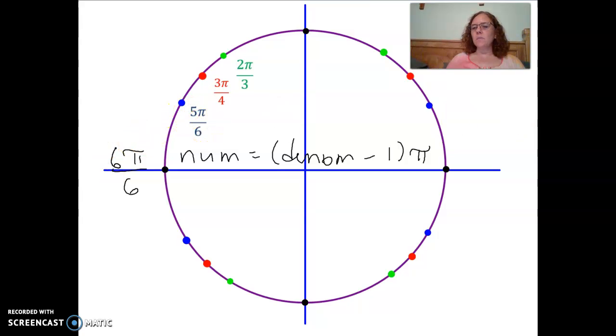And I could do the same thing for the other ones if I wanted to. Let's look at what happens when I do 4. So pi is the same thing as 4 pi over 4. And I didn't make it all the way to the black dot, right? I didn't make it all the way to 4 pi over 4. I'm up here at the red dot. I'm 1 pi over 4 away. So I have to subtract 1 because I'm 1 pi over 4 away. 4 minus 1, 3 pi over 4. So in the second quadrant, the numerator equals the denominator minus 1 times pi.